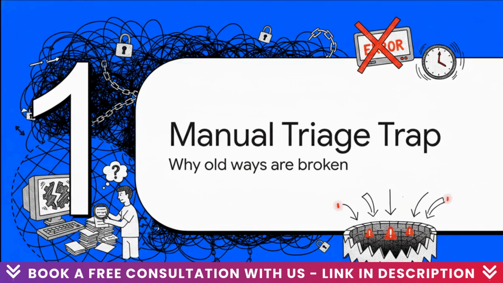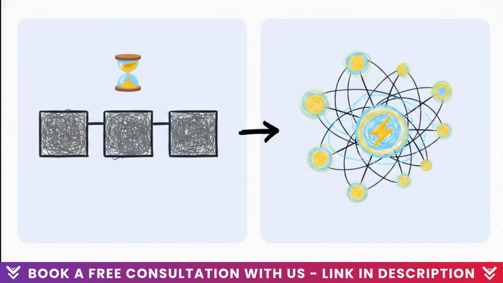All right, starting off with section 1, the manual triage trap. Let's look at why the old ways of doing things are fundamentally broken. We absolutely have to transition away from the old approach. The one where analysts are forced to spend up to 48 hours manually gathering data across isolated systems and batch-based processors. Think about that delay for a second. 2 whole days to catch a fraudulent transaction that settled in literally seconds?